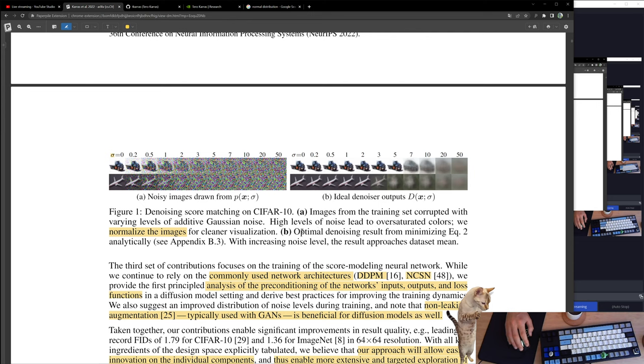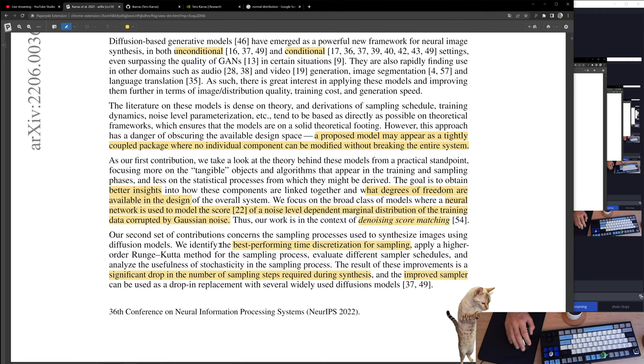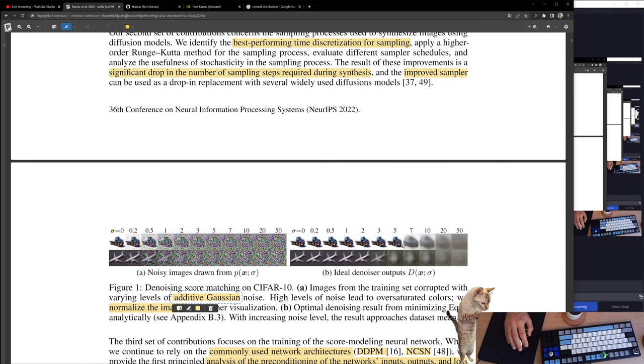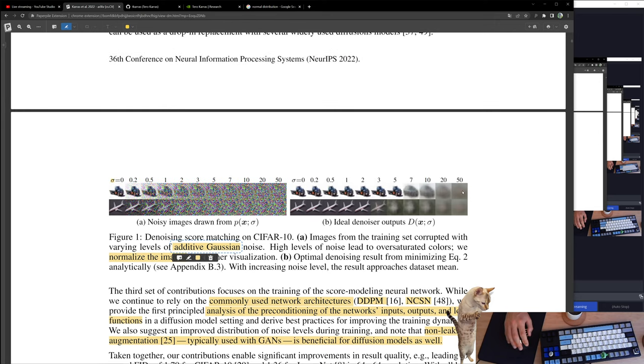Optimal denoising result from minimizing equation 2 analytically. Yeah, so really this is what you want, right? If you have additive Gaussian noise, very quickly it just looks like nothing, and that's what they're showing you here. Within 2 steps, you're already gone. But really what they want is more of a blurring effect. Right, you don't want additive Gaussian noise. You probably want that first word that they dropped that we looked up. What was it? Mulled or mulling or whatever? Mollified, right? You want to convolve this with a mollification or mollifier, whatever you want to call it, right? And then just blur it out, right? So you want Gaussian blur, not additive Gaussian noise.